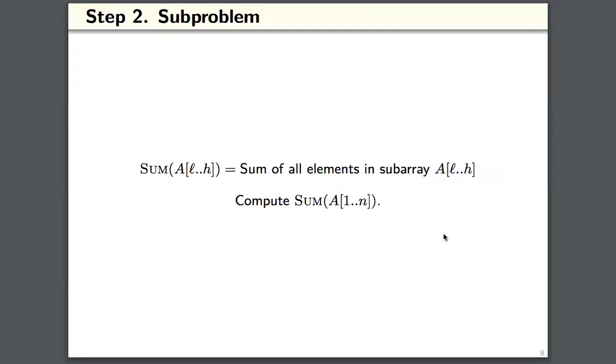Okay, let's define the subproblem something like this: sum of a subarray A[low to high]. Low is one index and high is another index, where low is less than or equal to high. Let's define this as the subproblem, where this represents the sum of all elements in this subarray.